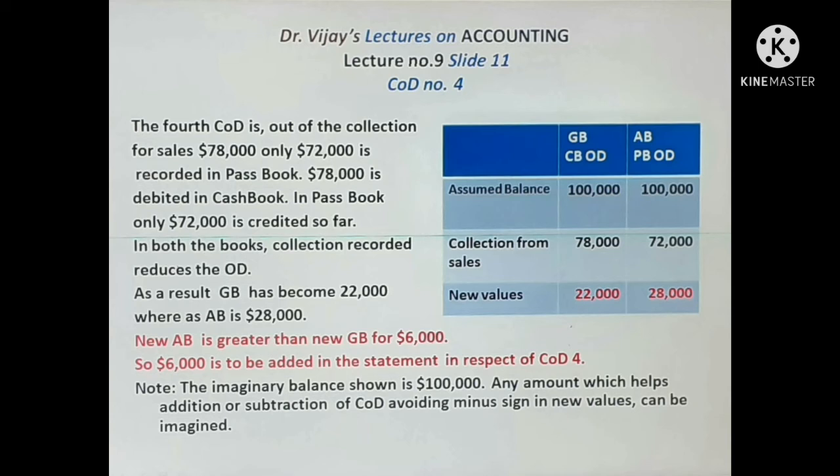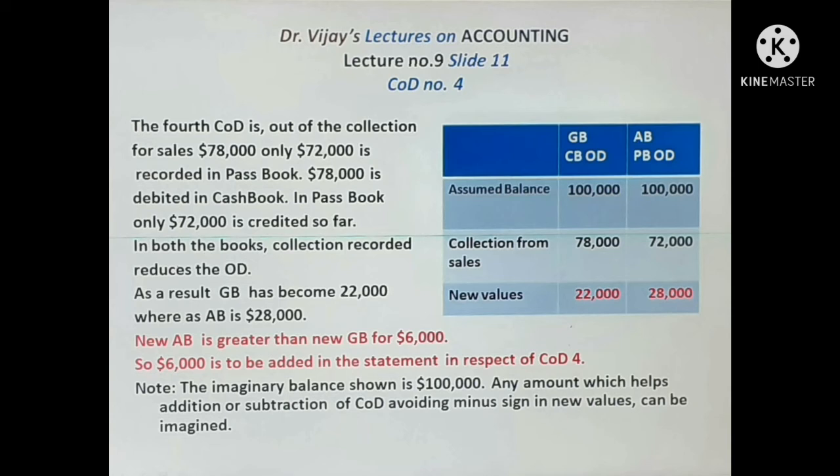Simple. The decision making is very simple now. Arrived balance shows a greater value, so the item is to be added. Read the second paragraph. As a result, GB has become 22,000, whereas AB has become 28,000. The new AB is greater than new GB by $6,000. So $6,000 is to be added in the statement in respect of COD 4.